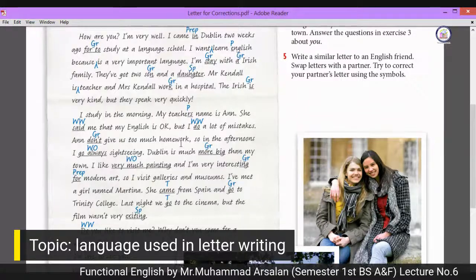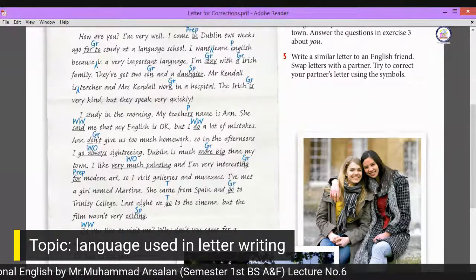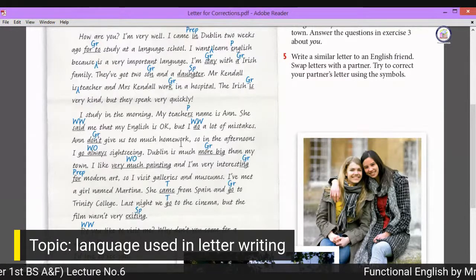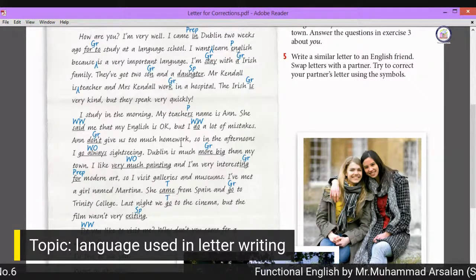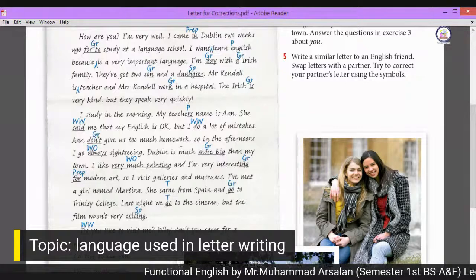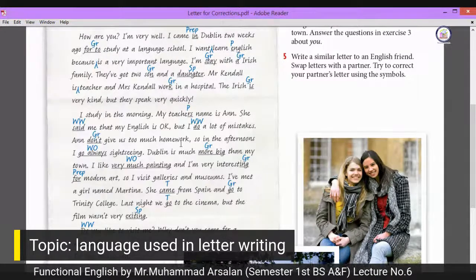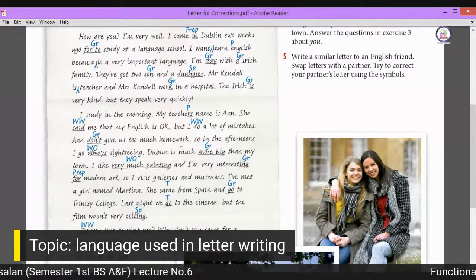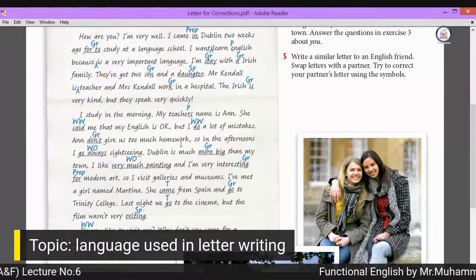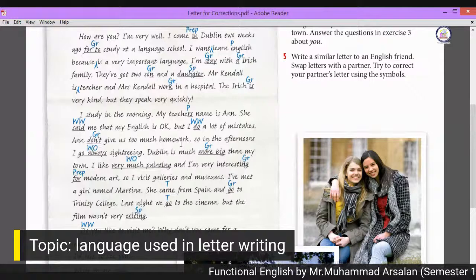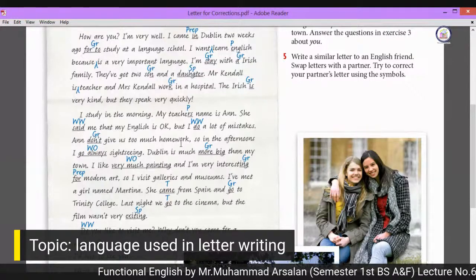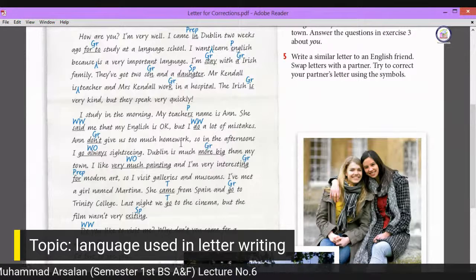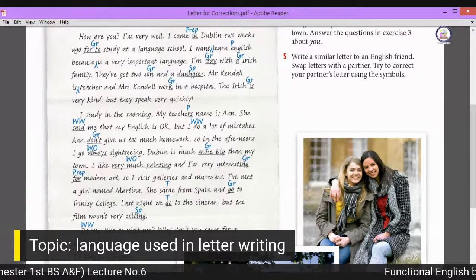I study in the morning. My teacher's name is Anne. The apostrophe s comes between R and S. She told me. 'Said me' is not correct. She told me, or she said to me. She told me that my English is okay. Okay is itself an informal word.